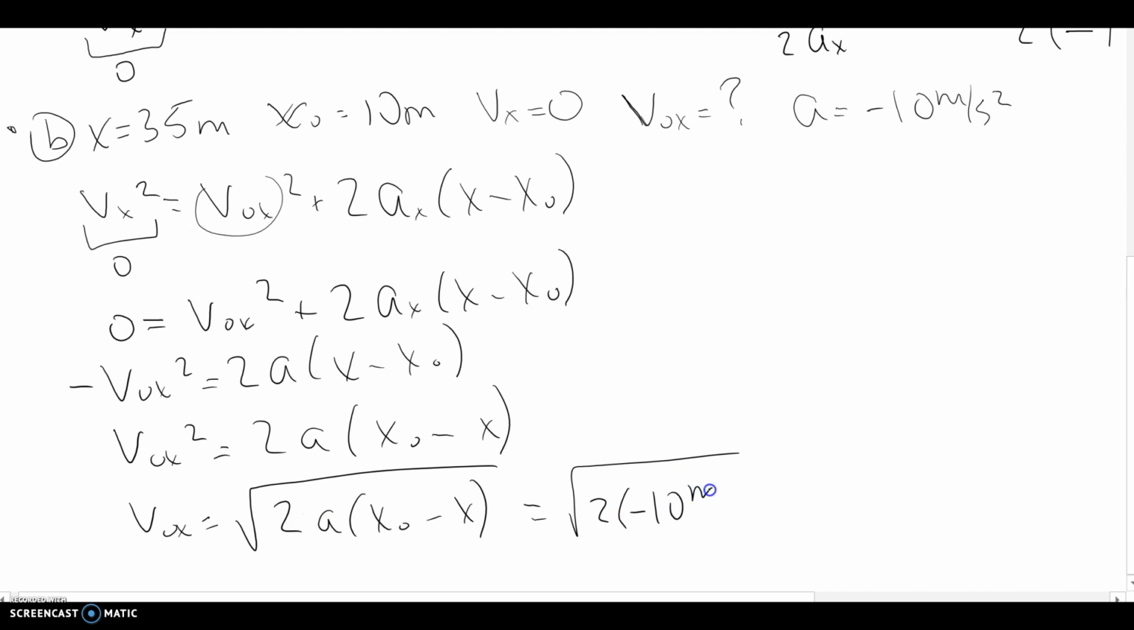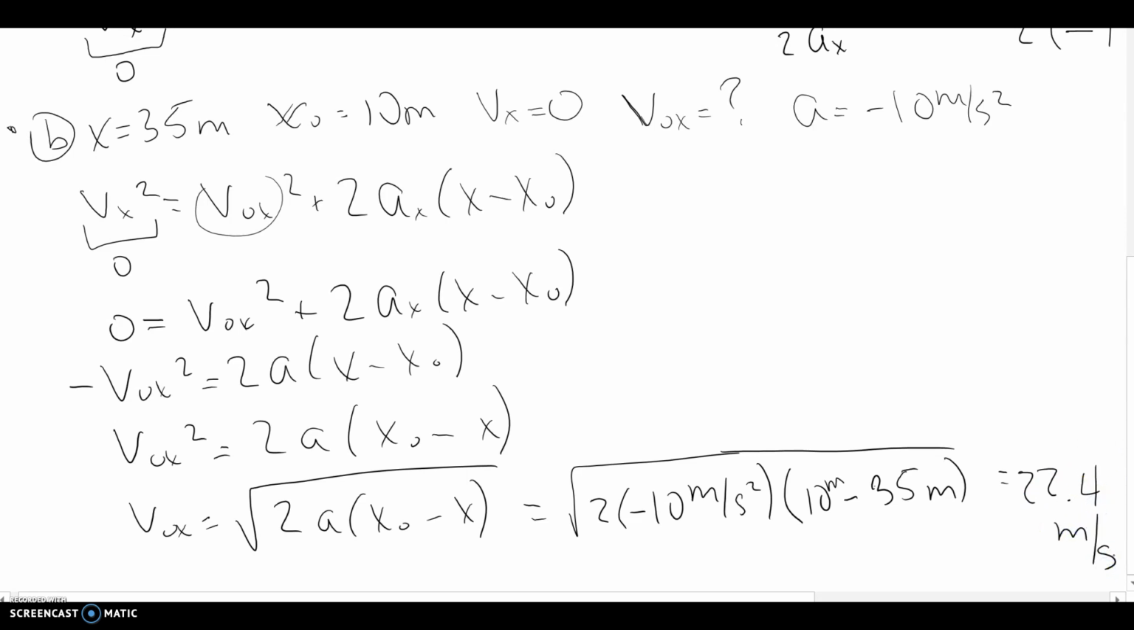So acceleration is negative 10 meters per second squared, and then we have our initial location of 10 meters minus our final location of 35 meters. All right, so doing this computation, we have the square root of 2 times negative 10 times the quantity of 10 minus 35, which gives us a value of about 22.4 meters per second. All right, so that's this. We're going to have to be under that speed in order for us to brake in time.